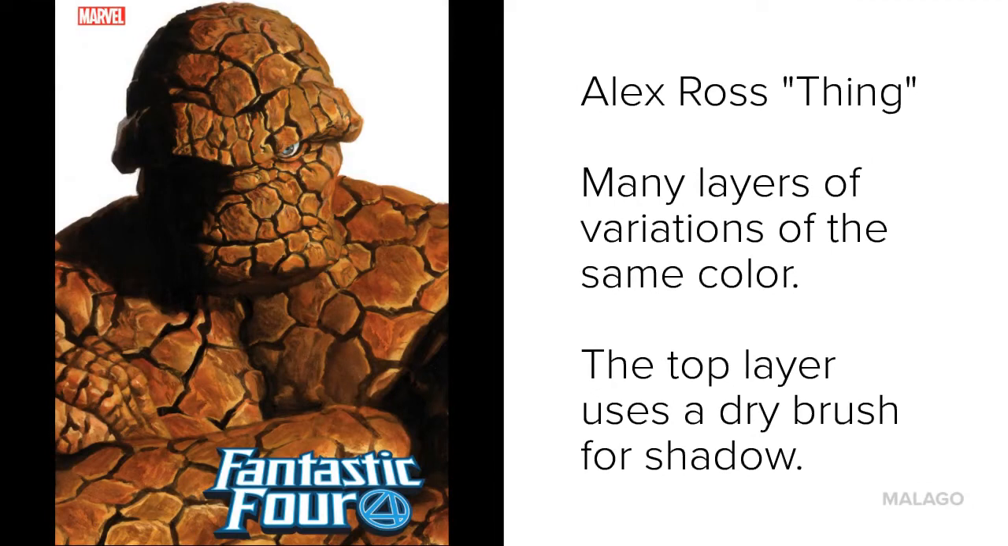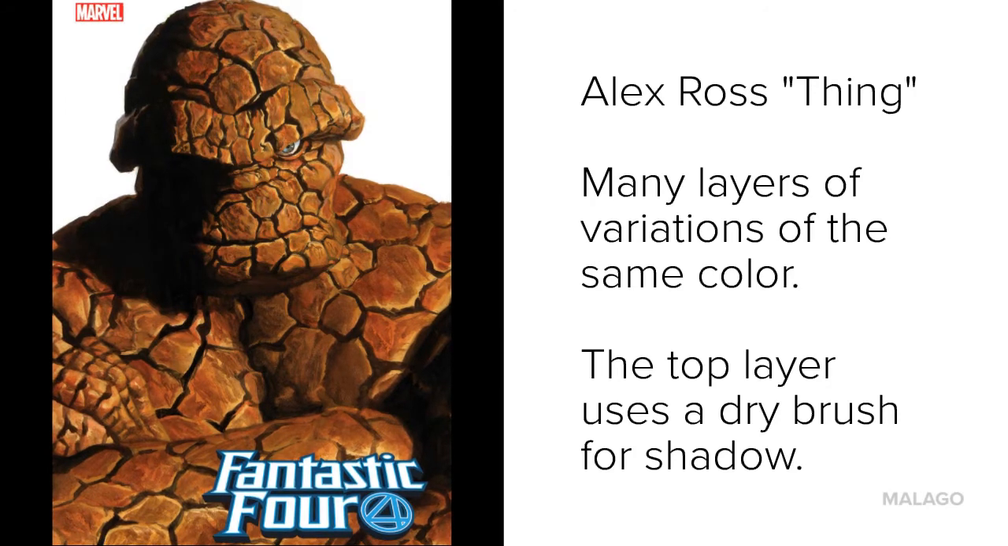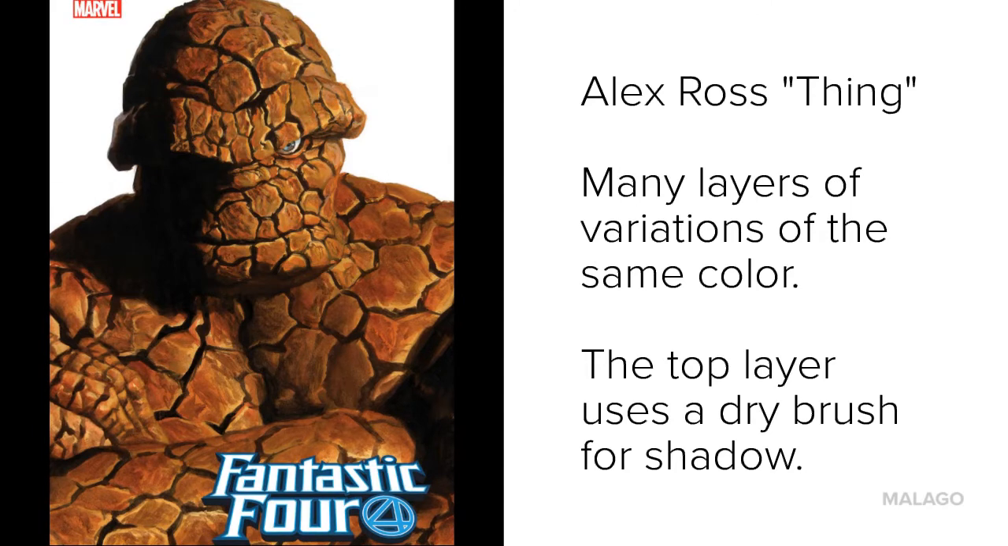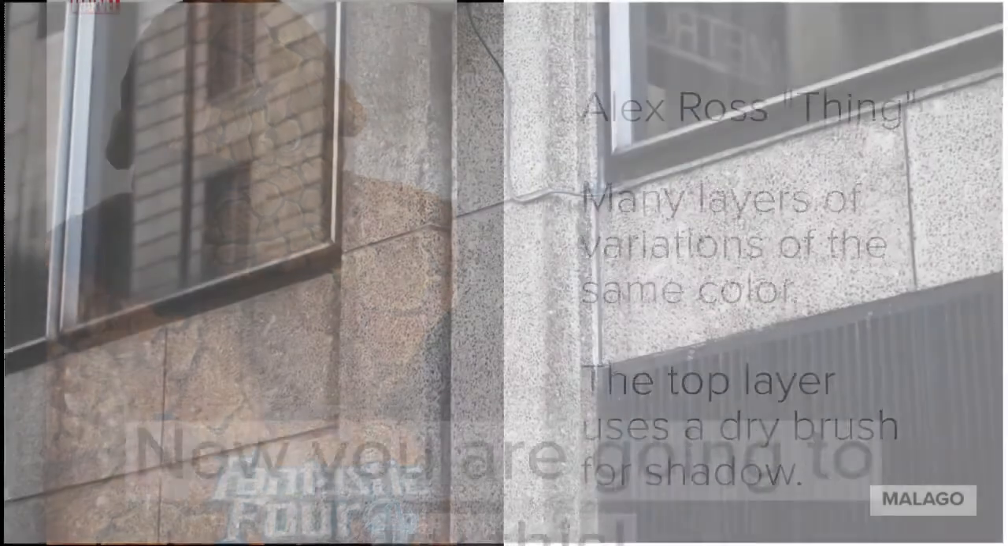Next, we have Alex Ross's The Thing, which was a variant cover for a Fantastic Four issue. Many of the layers for this are variations of the same color, so there's lights and darks. There's a huge range, and then on the top layer, some of the shadows are dry brushed on to give it a very rough look. If you look really closely at the picture, you can actually see the brush strokes where they've been laid onto each tile.